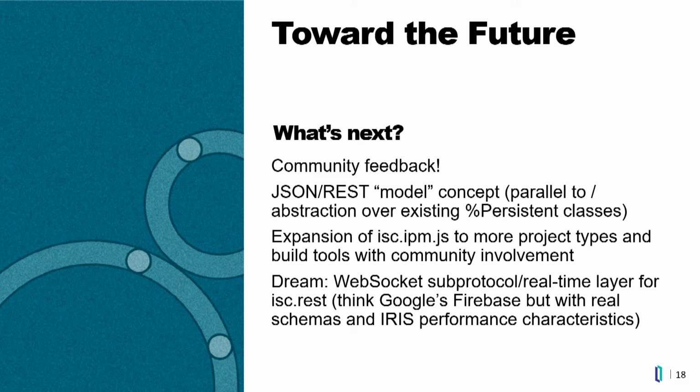So I'm really looking forward to your feedback through the developer community. Some of the things that I'd like to see happen next. Right now you need to JSON enable your persistent classes to expose them, and I'd rather not need to do that. So I'm hoping to introduce a JSON and REST model concept where it's parallel to or an abstraction over your persistent classes, just to make it easier to build REST APIs less invasively.